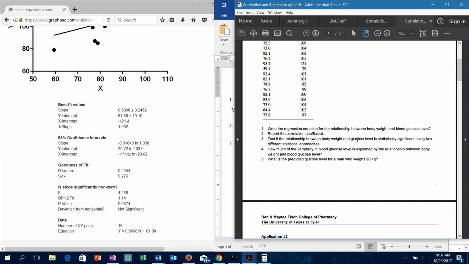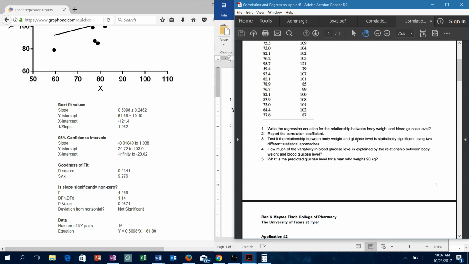Can I get your attention for 2 minutes, please? Just to clarify 2 concepts. We don't want to go through the slides first today, but let me clarify 2 important concepts for you as you go through the application. Going back to the coefficient of determination, this question is asking how much of the variability in blood glucose level is explained by the relationship between body weight and blood glucose level, which is the relationship you're trying to establish here.